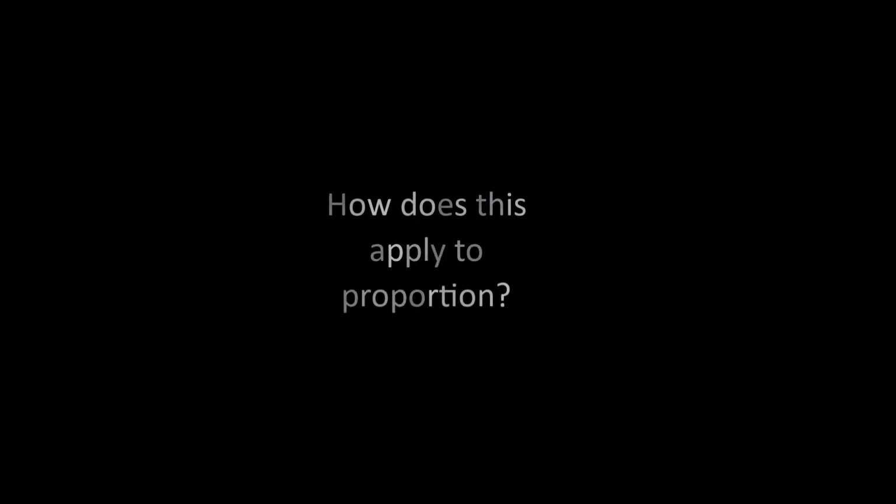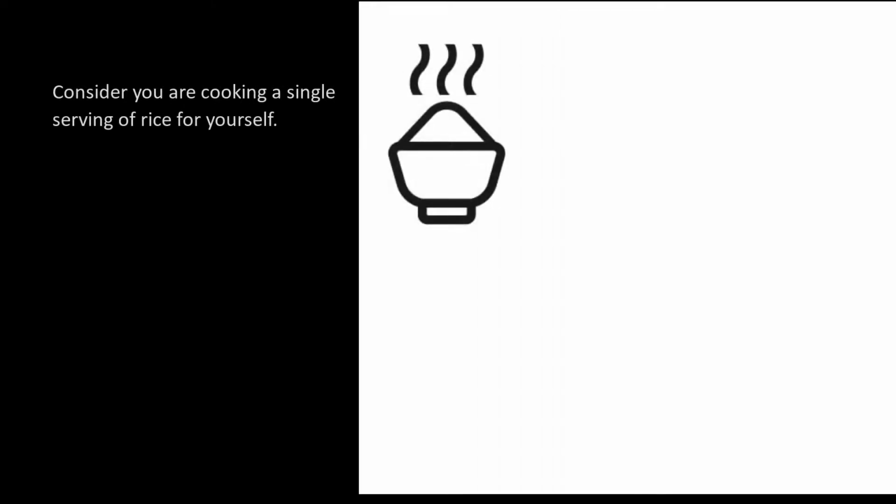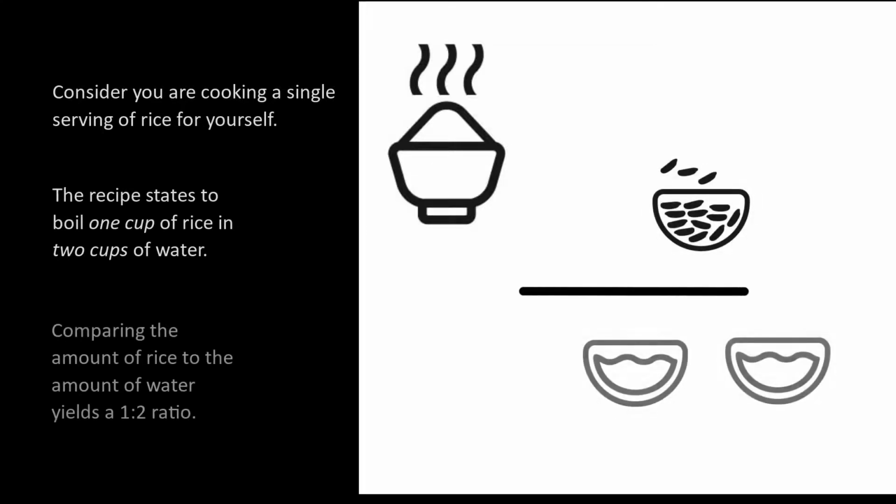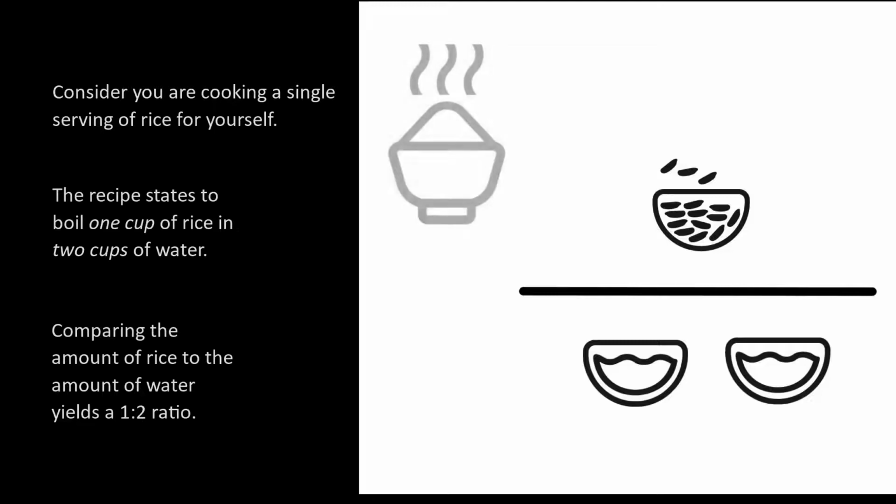How does this apply to proportion? Consider you are cooking a single serving of rice for yourself. The recipe states to boil 1 cup of rice in 2 cups of water. Comparing the amount of rice to the amount of water yields a 1-to-2 ratio.